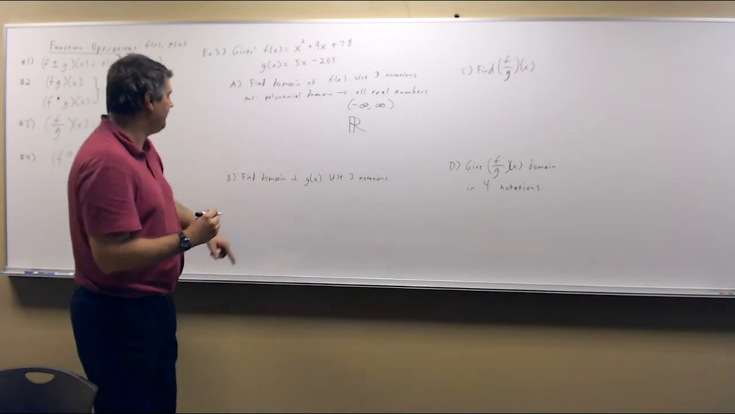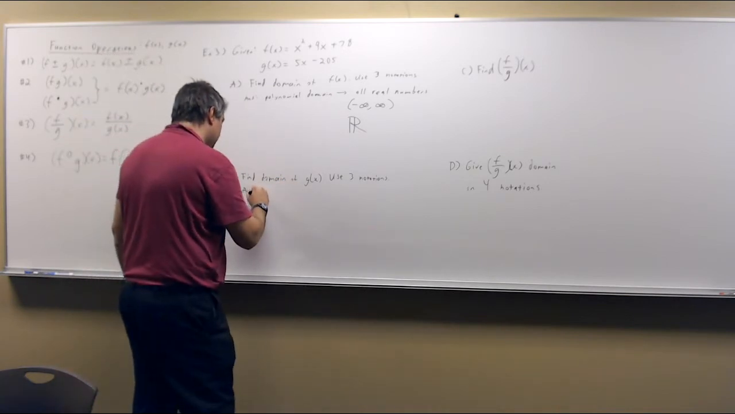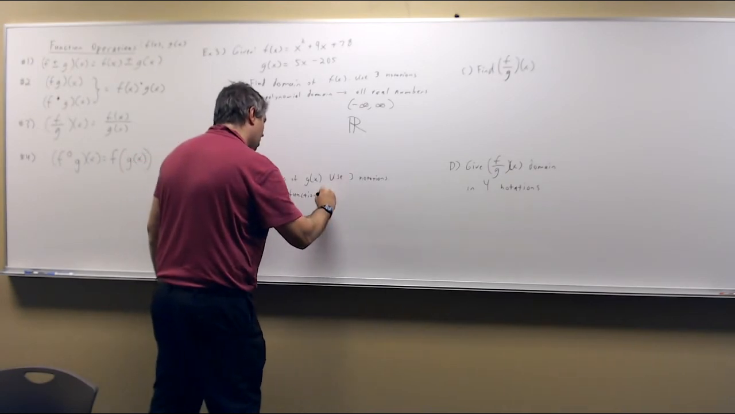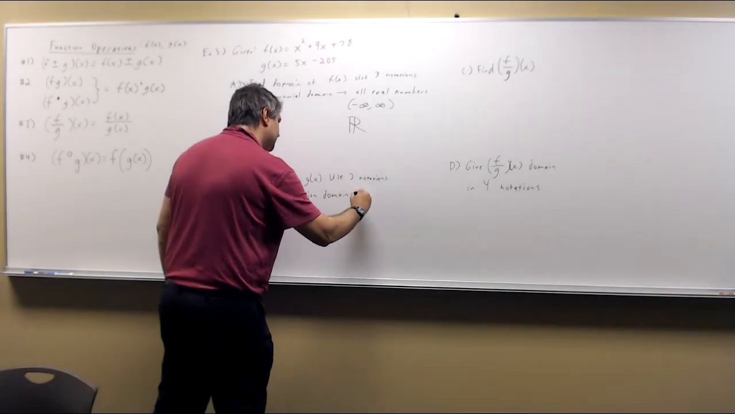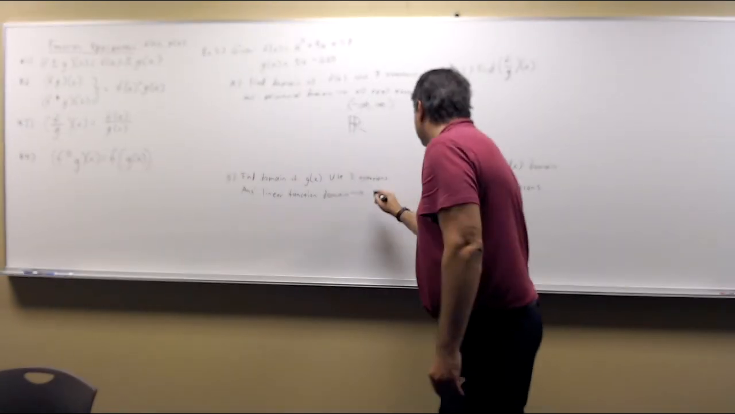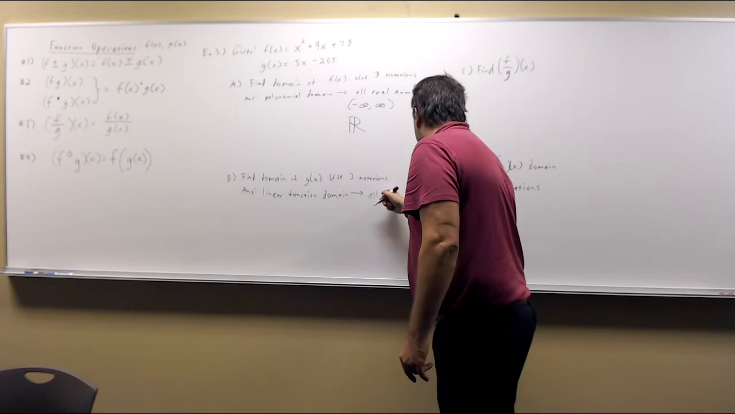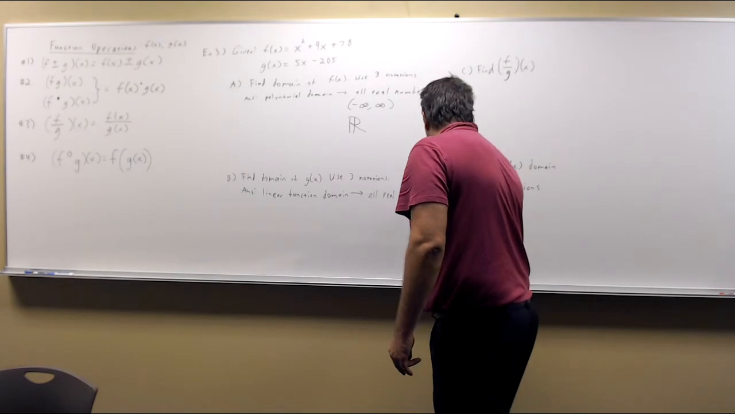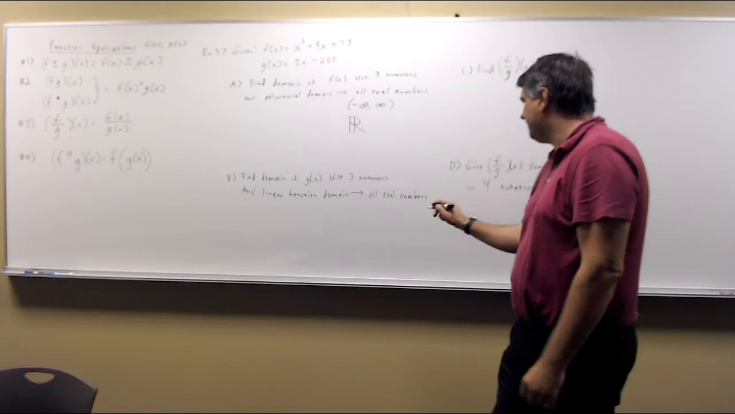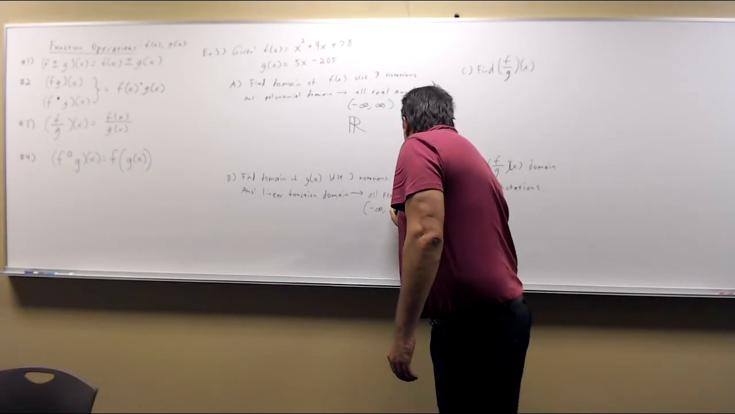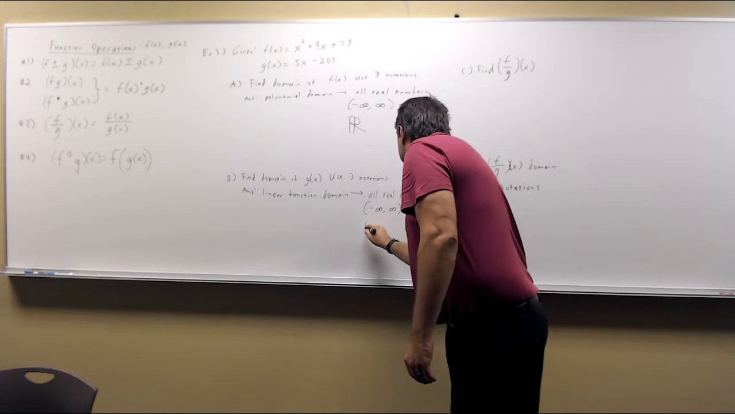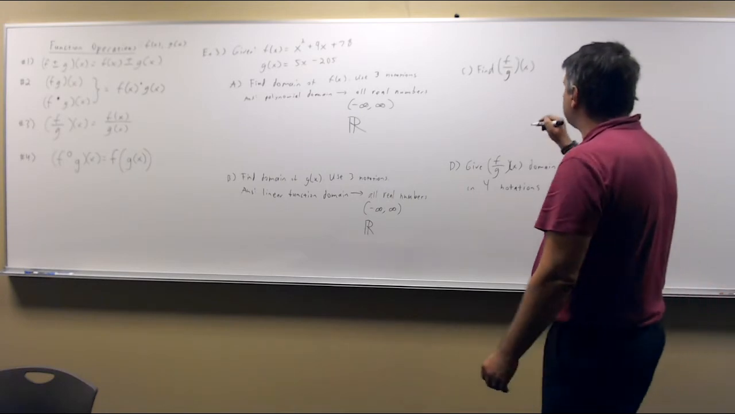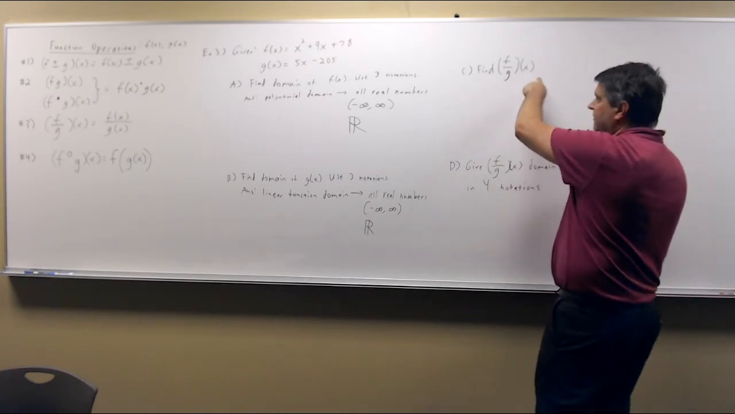Okay? Domain of g of x. Answer, linear function domain is all real numbers. So there's all real numbers. There is negative infinity to infinity. And then there is the symbol for all real numbers again. Okay, now the third part C asks find f over g of x.